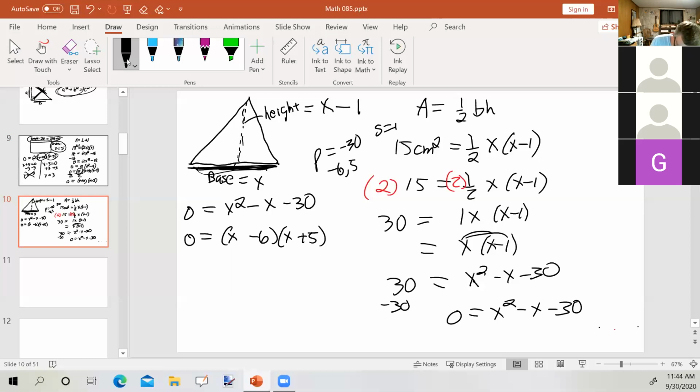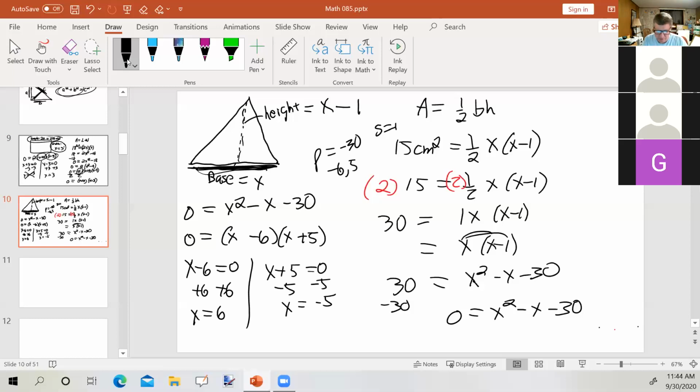So now I'm going to take each factor that contains a variable and set it equal to 0 and solve it. So x minus 6 equals 0. We'll add 6 to both sides. x equals 6. x plus 5 equals 0. We'll subtract 5 from both sides. x equals negative 5. So x is 6.